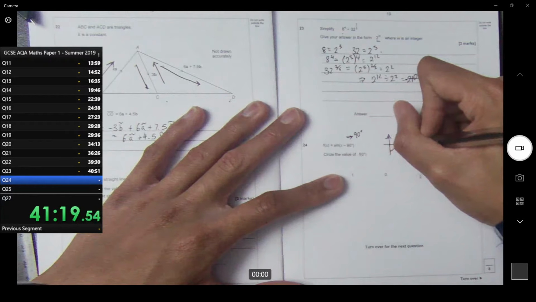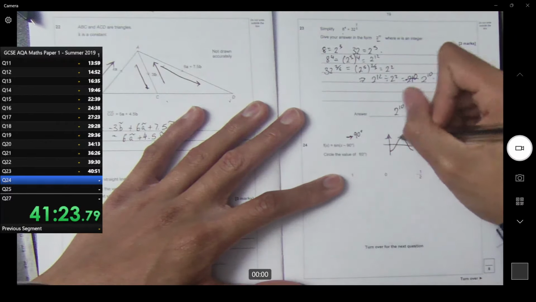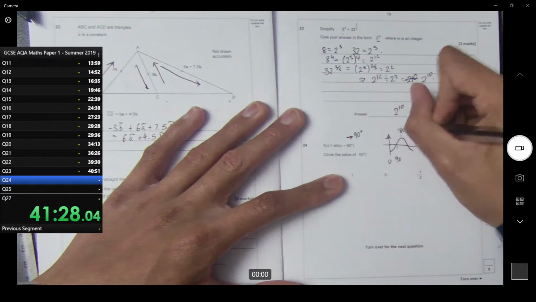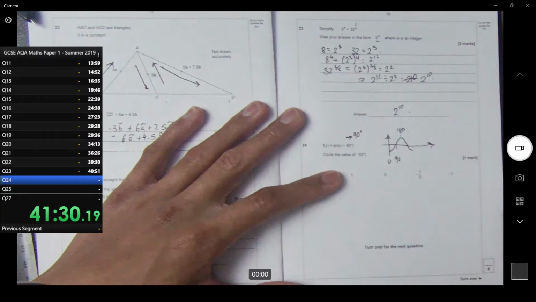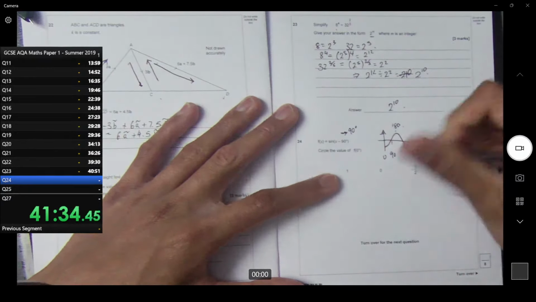So it'll be something like this. So that's 0, that's 90, it's 180. And f of 0, so sine x, so it's minus 90, it'll be minus 1.